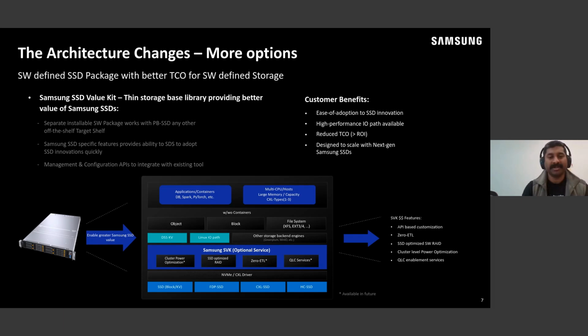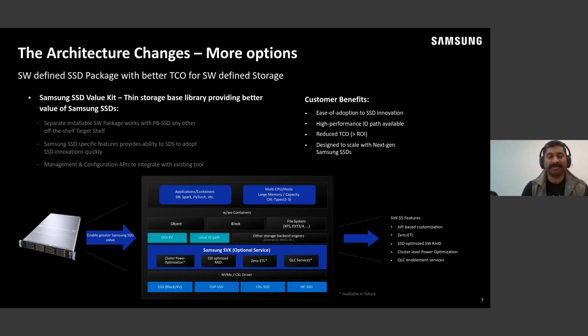So we came up with this value kit. We call it the Samsung value kit. It's an umbrella term where you have many features intended to do the same thing: increase the value add of your underlying storage. And one of the things which we tried here was SSD optimized RAID. It's a software RAID. I'm going to talk a little bit more on that in the coming slide.